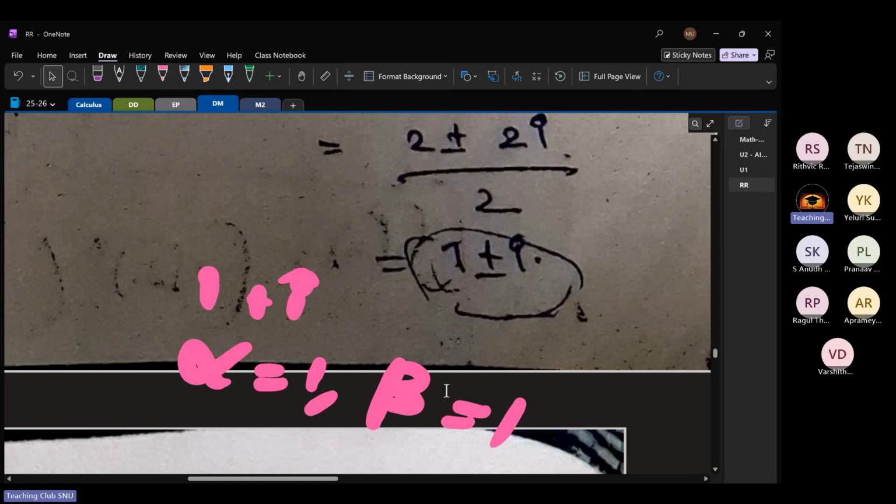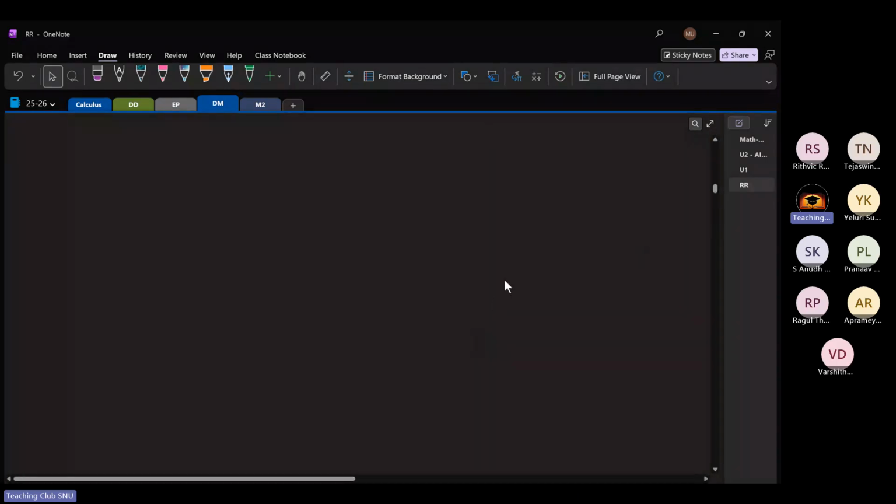Substitute directly in the value of r. R is root of alpha square plus beta square. But this guy is testing my patience. So give me a second.